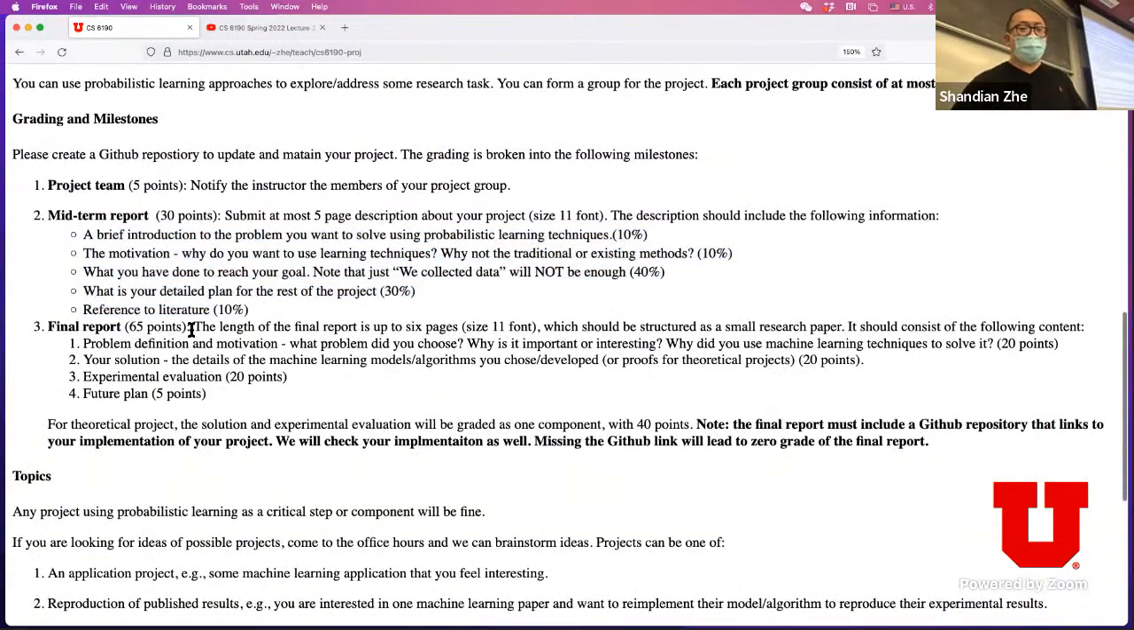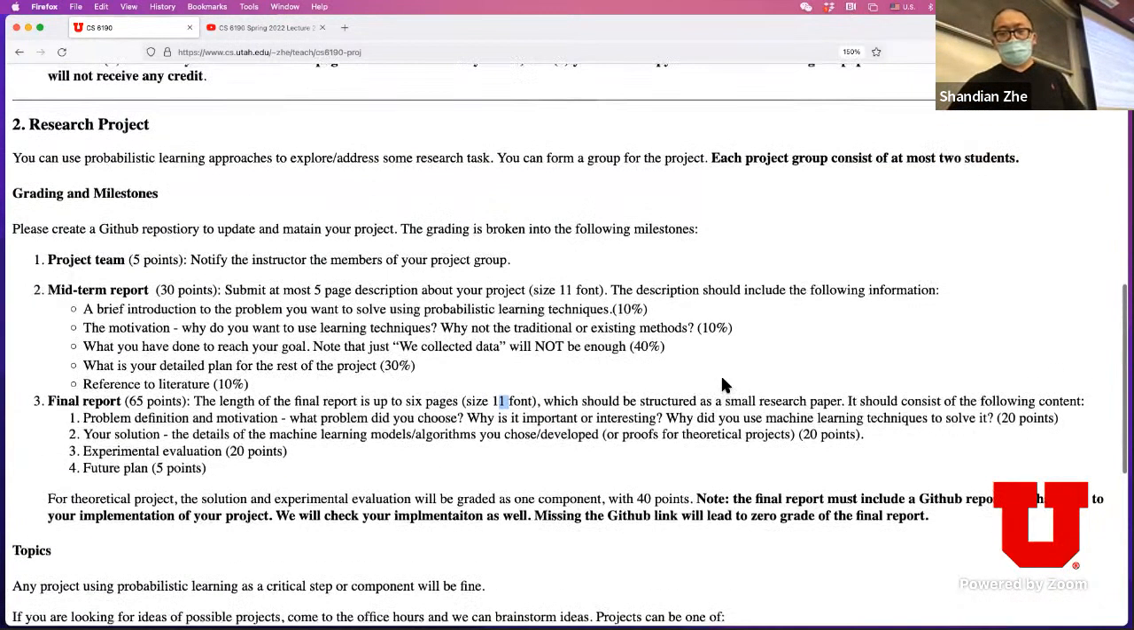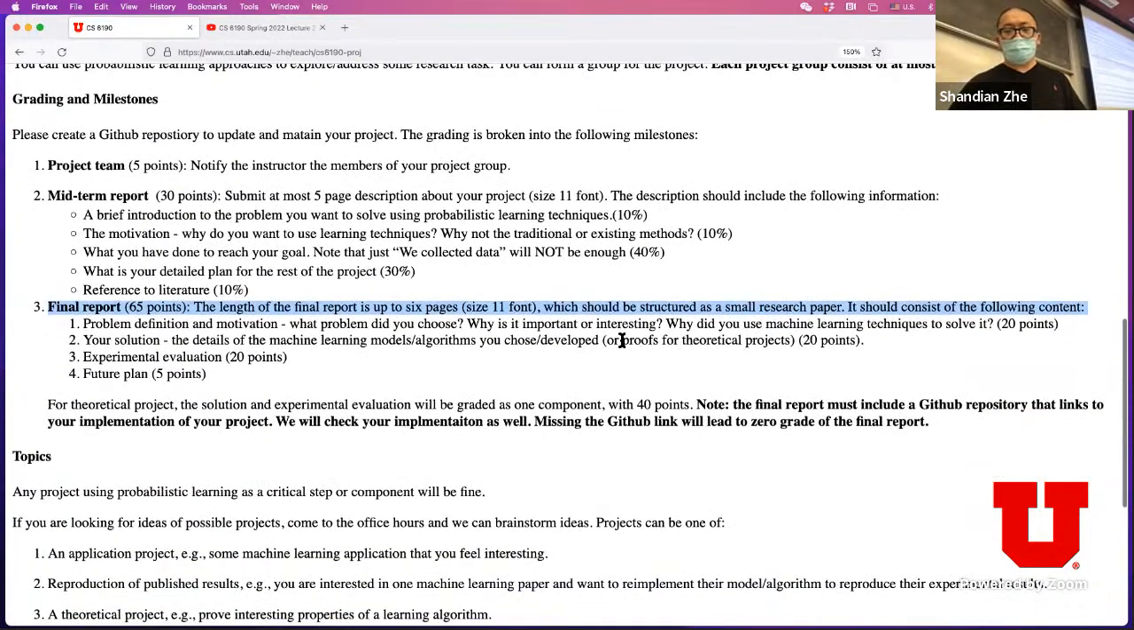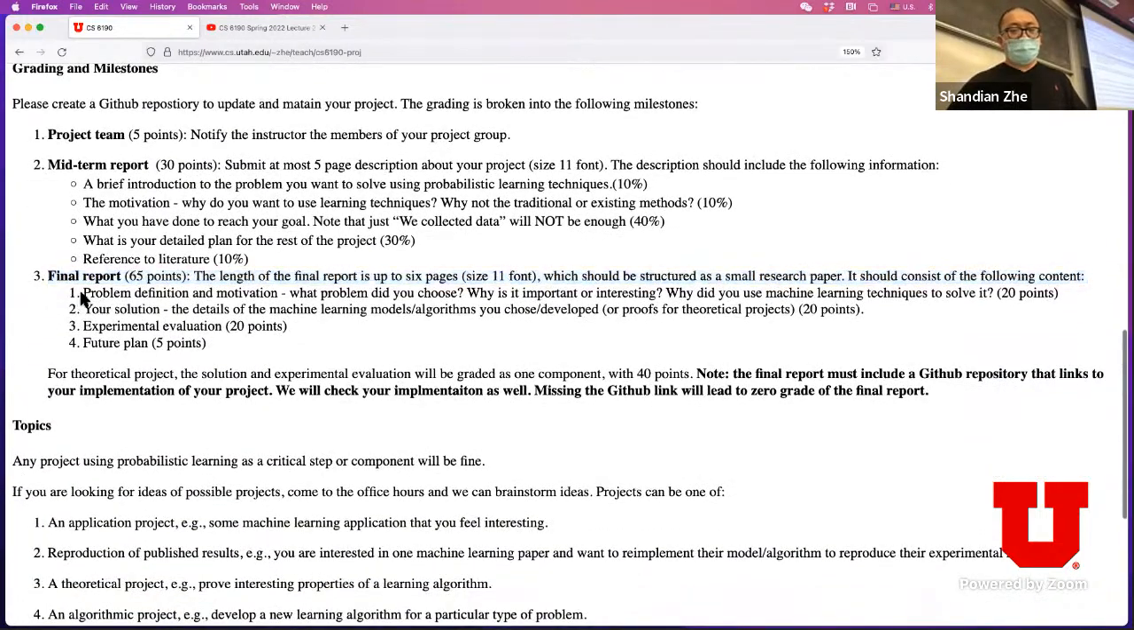And then the final project will be due by the end of the semester. Again, please submit a report of up to 6 pages, in 11 point font. Don't make the font too small. It should be structured as a small research paper, and we expect the following sections. Again, problem definition and motivation: what problem did you choose and why is it important and interesting?